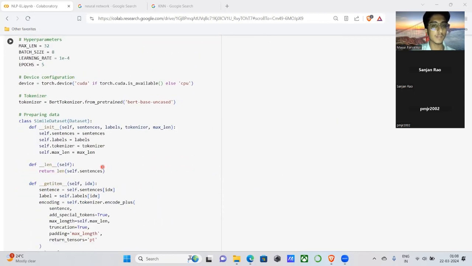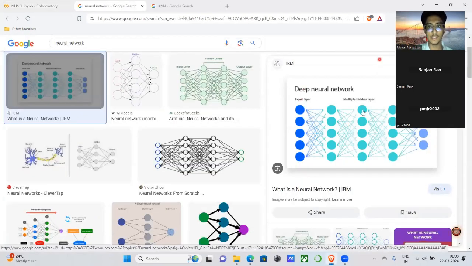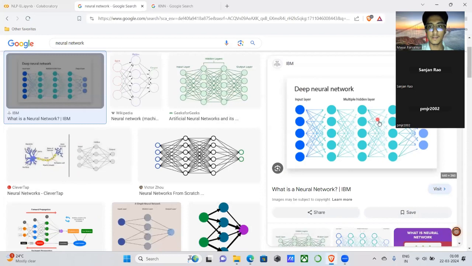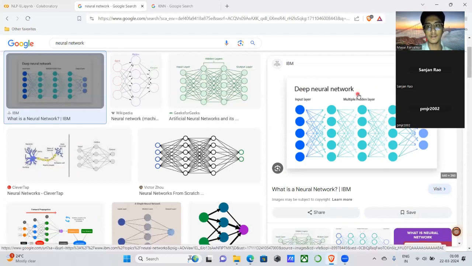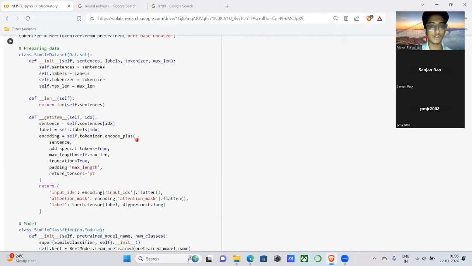So coming to the training part, we have used a neural network. A neural network looks something like this. It has an input layer. There are multiple connections to multiple hidden layers. And finally, these are going to be combined to give the output layer. Here we have used a neural network in order to study or learn the word embeddings or the pattern in simile sentences and non-simile sentences, and categorize the test sentence as simile or non-simile sentence.